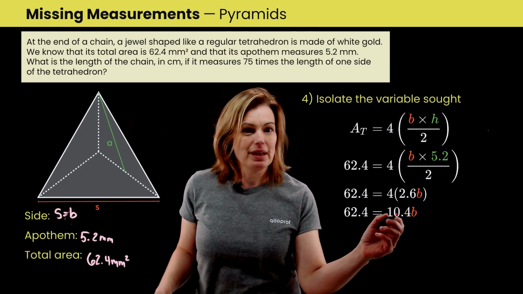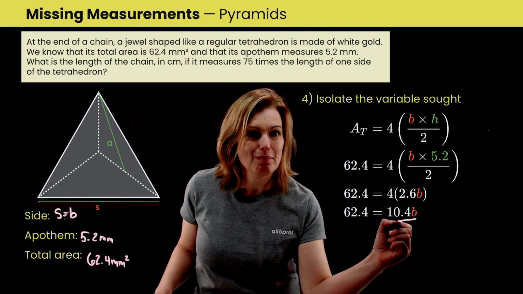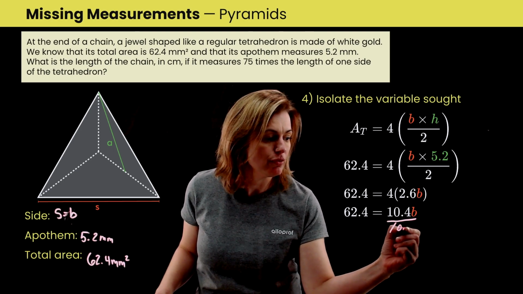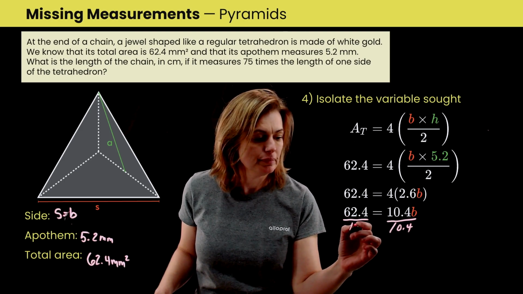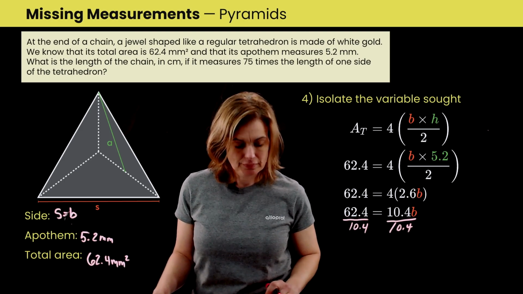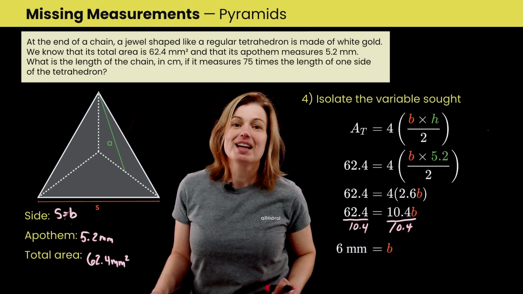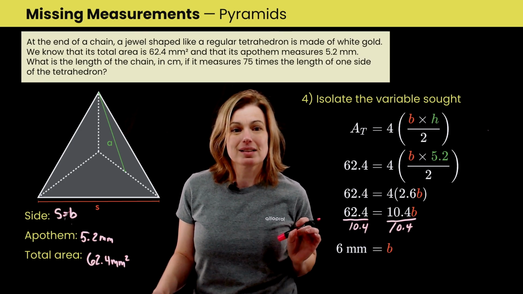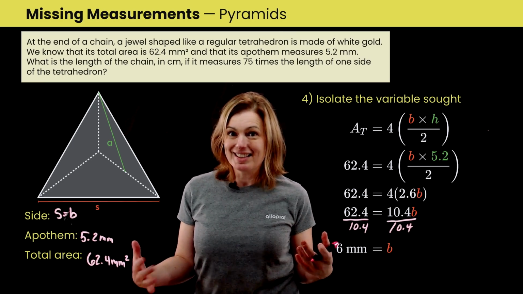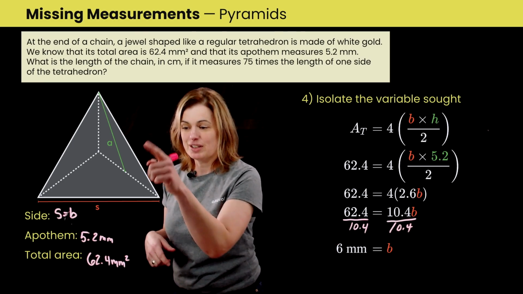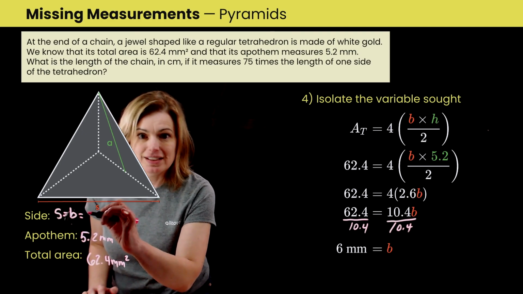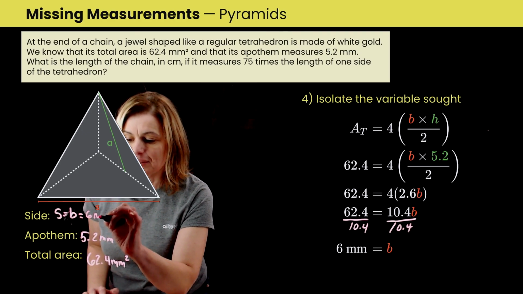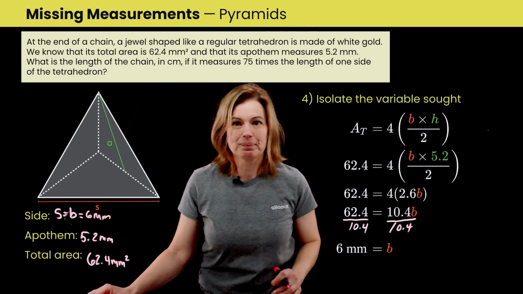To isolate the b, I'm going to actually have to just divide both sides by 10.4. So I'm going to do that right now. And when I do that, it gives me a base of 6 millimeters. That means that my side length for my tetrahedron, which is the base of the triangle, is 6 millimeters. So I'm going to just write that here.